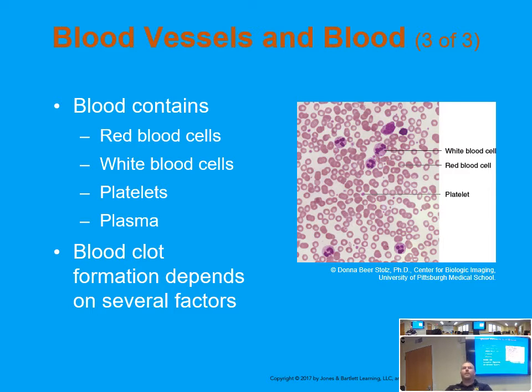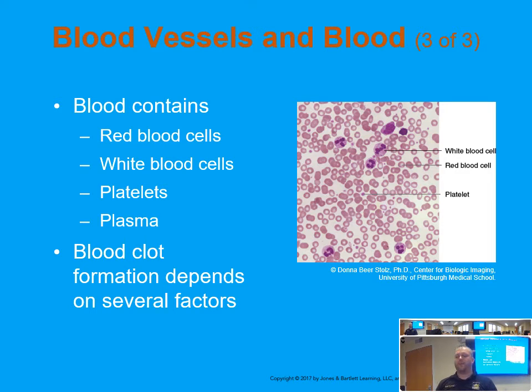Blood contains red blood cells, white blood cells, platelets, and plasma. Clots form depending on several factors, all to do with usually platelets and a clotting cascade that we will talk about, but platelets play a large part in your body's ability to clot.